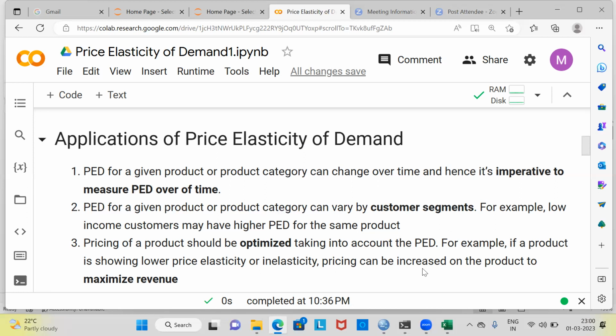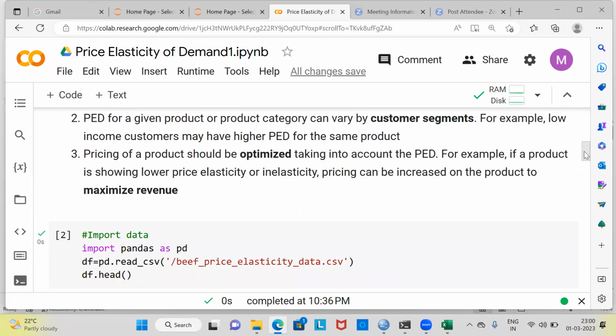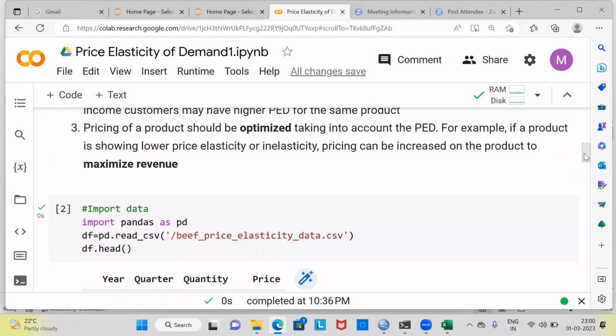Why not X minus 100? Why not X plus 100? What is the optimal price for a particular product can be decided only after performing price elasticity of demand. And we strongly recommend that you take into account PED or price elasticity of demand when you decide on the ideal price for a particular product. Let's now see how to build a model for price elasticity of demand.